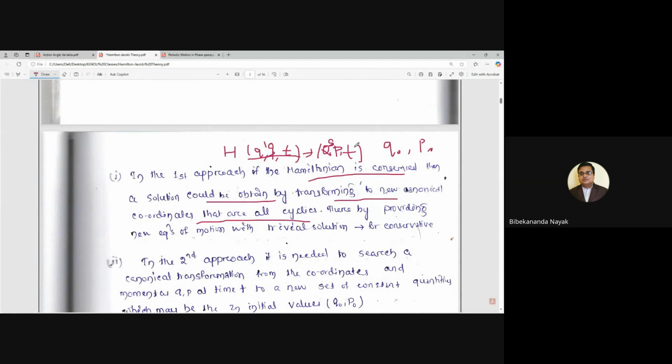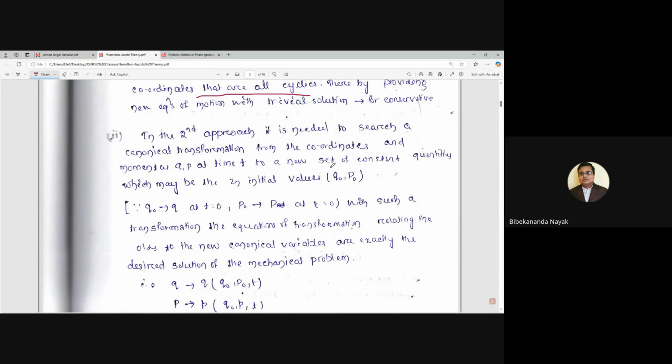If they are constants, then no variable appears here. So in the second approach, we search for a canonical transformation from one set of coordinates to another, where the new set is a set of constant quantities, which may be the initial values Q0, P0. So we transform from variable small q, p to constant capital Q and constant capital P. Okay?